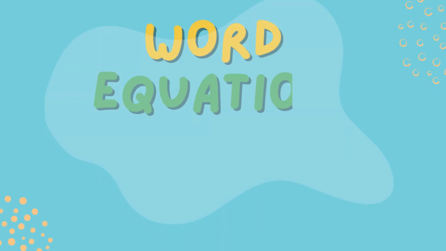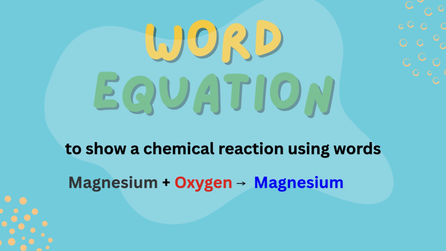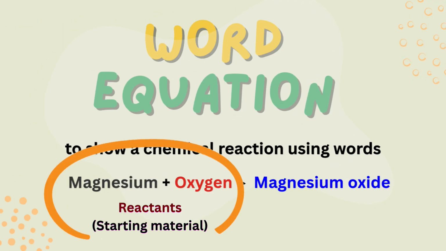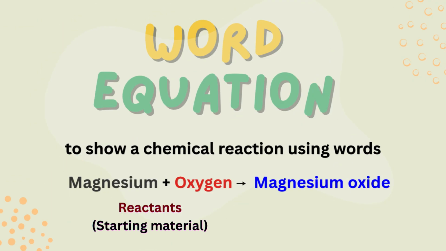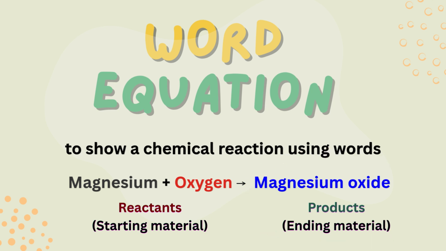Before we start, we should know what a word equation is. A word equation is a simple way to show a chemical reaction using words. For example, magnesium plus oxygen mix with each other to give magnesium oxide. Here, magnesium and oxygen are called reactants, the starting materials, and magnesium oxide is the product, what is formed after the reaction.